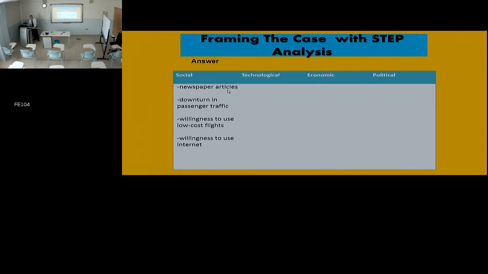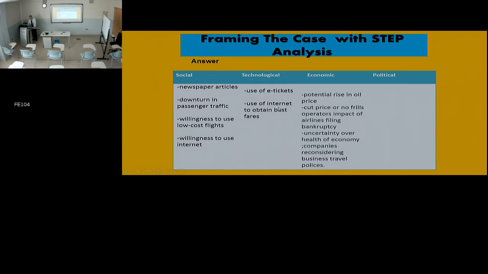Social: newspaper articles, downturn in passenger traffic. Traffic means the number of passengers. Like now, with coronavirus, there is nearly zero passenger traffic and traveling around the world. Willingness, it is not using low-cost flights, it's the willingness. Willingness to use the internet is social. Technological: use of e-tickets, use of the internet to obtain best fares.